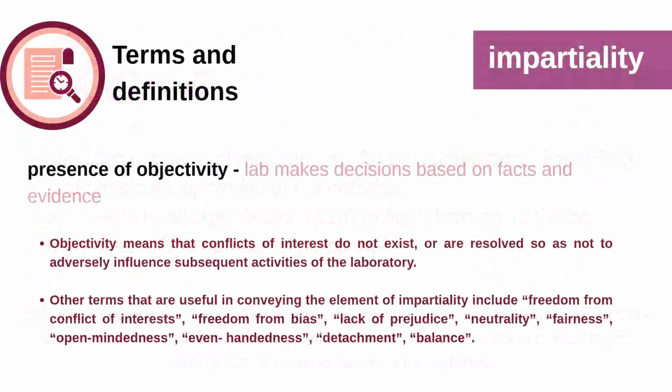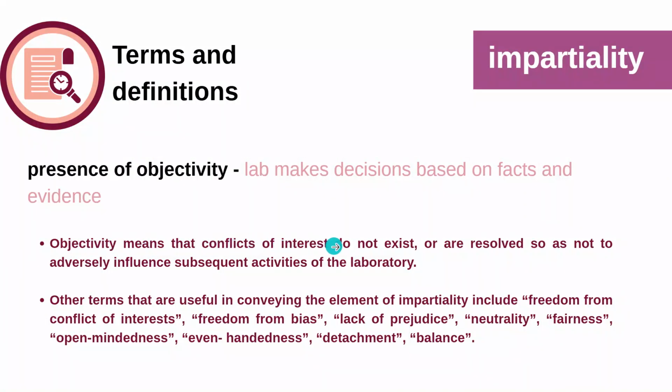Now coming to the terms and definitions, these are all adapted from the ISO 17025 manual. There are certain important terms which we should be familiar with, so that we can work on ISO 17025 without any hindrance. First is impartiality, which is very straightforward: presence of objectivity. The lab makes decisions based on facts and evidence. Any decision, any value you give, should be completely based on facts and evidence. There should not be any manipulated values written on the result.